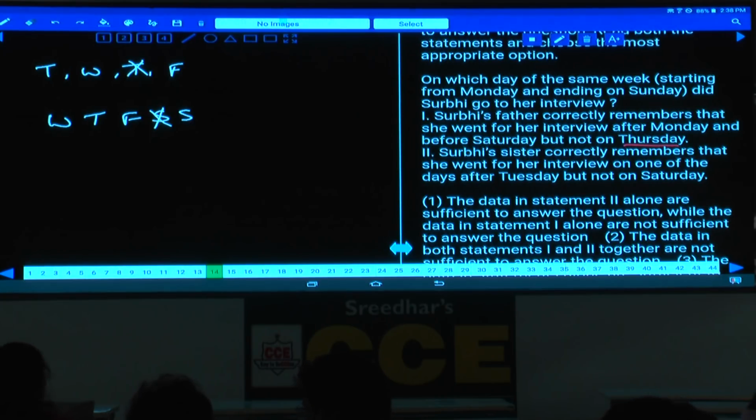Then by combining these two, what is the answer we are getting here? By combining these two, now what are the days which are common here?